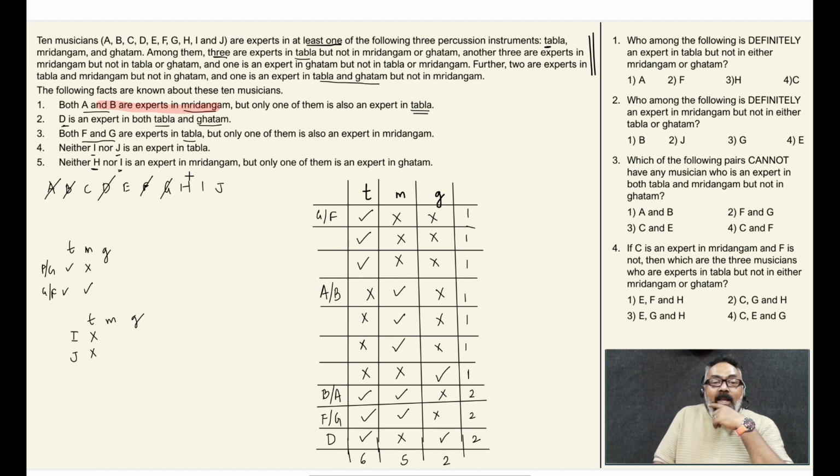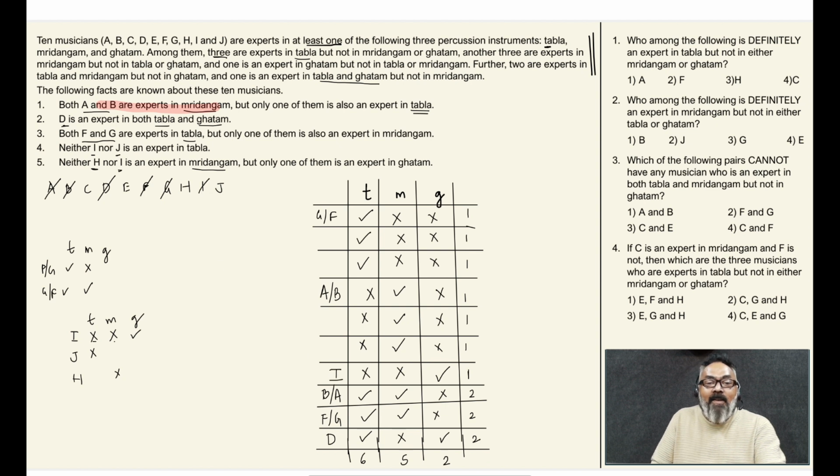Neither H nor I is expert in mridangam. Okay, I is therefore not expert in mridangam. H is also not an expert in mridangam. This is all we know. But only one of them is expert in ghatam. We'll come to that. Okay, I or J, the two crosses means there should be a tick, because there is no 3 cross. Nowhere is there a 3 cross. Tick tick cross tick, cross cross tick, that will be I.